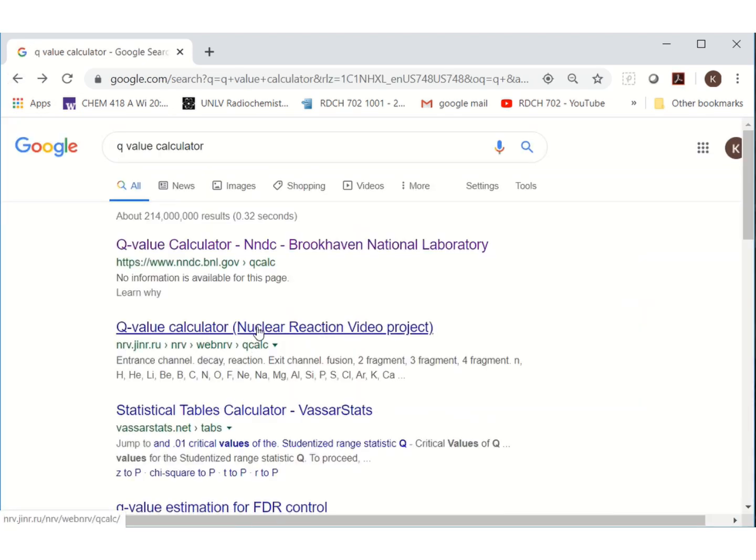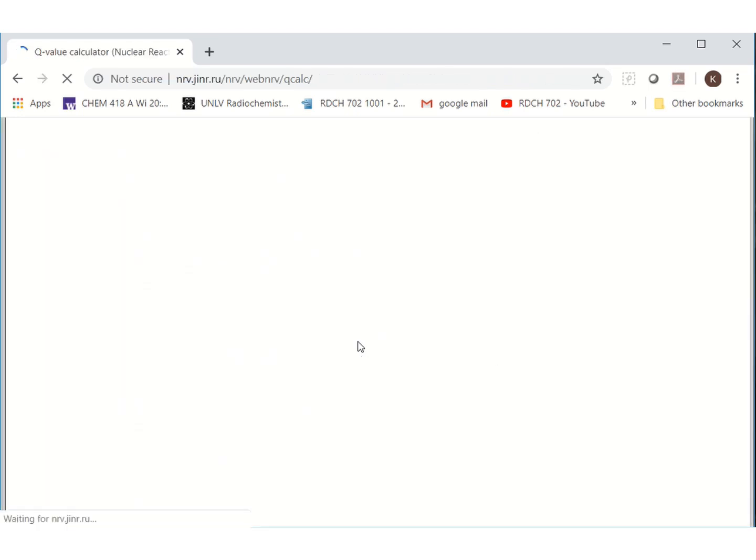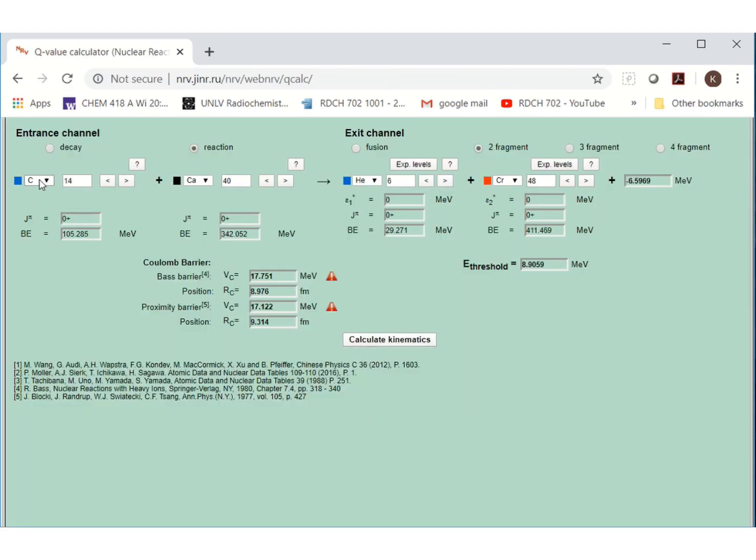Another calculator shown here is from Russia. So I have an entrance channel. I can have a decay or reaction. I can make fusion. I can make multiple fragments. This is actually a little bit more complex. For instance, here we have a reaction of carbon-14 plus calcium-40 going to chromium-48 and helium-6. Let's try something I did as a graduate student.